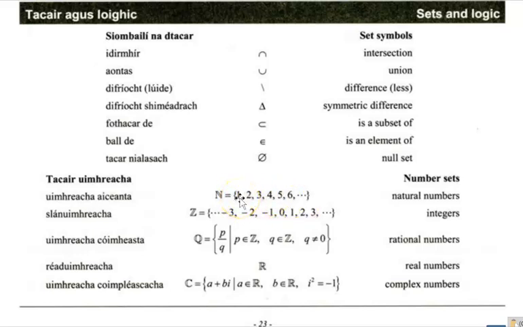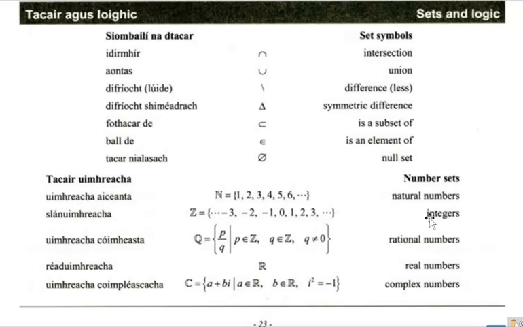That's important. Then we see the capital letter Z, which stands for integers. And integers are positive and negative whole numbers. So we can see minus 3, minus 2, minus 1, 0, 1, 2, 3, and so on. The dots indicate that they go on forever in both directions. The important thing to note here is that natural numbers and integers are whole numbers. They are not fractions, they are not decimals.